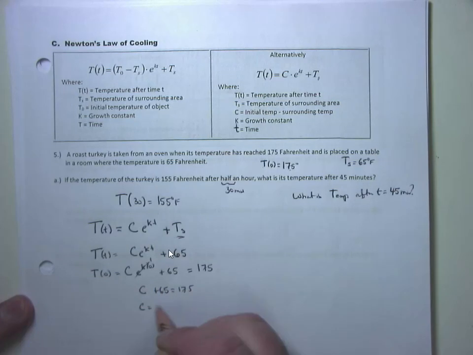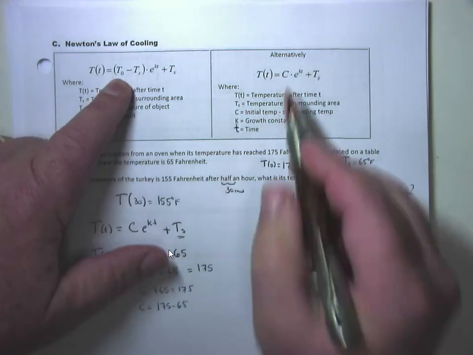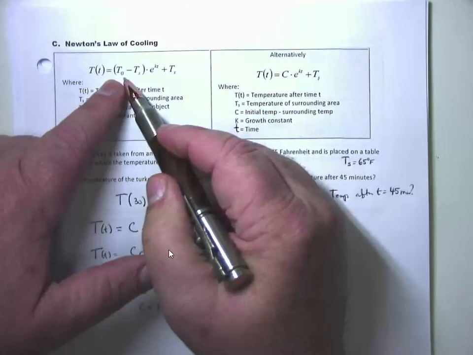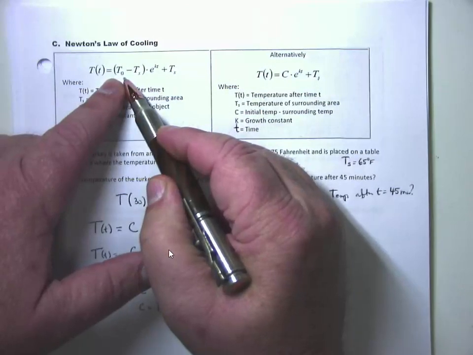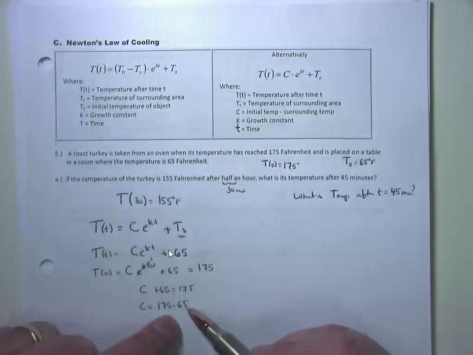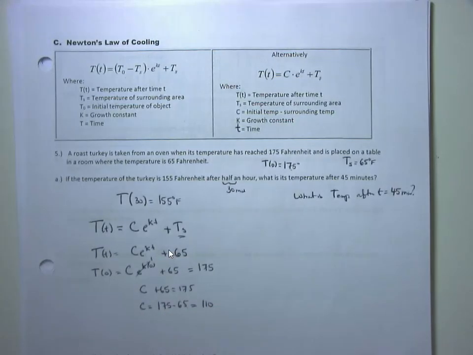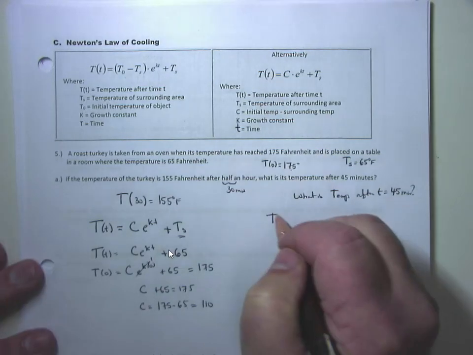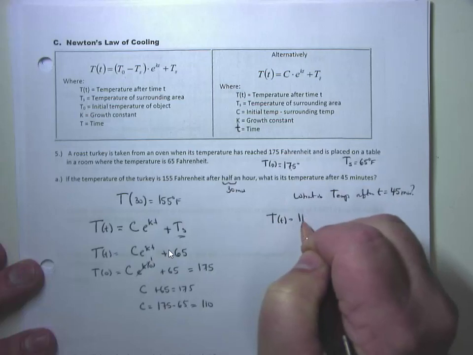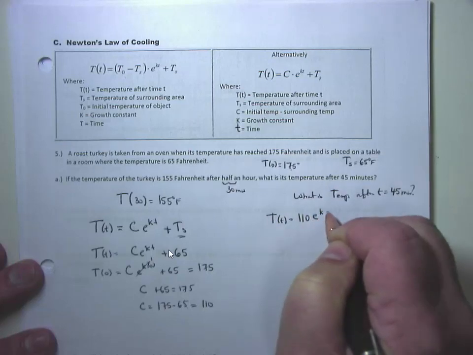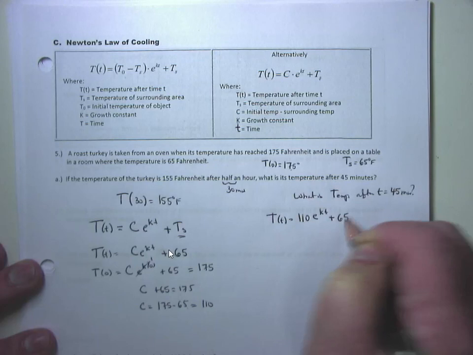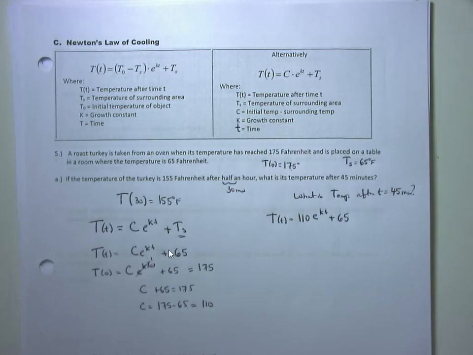So when I solve for C, it's 175 minus 65. That is why, in the formula, C is equal to T0, the initial temperature of whatever you're playing with, minus the surrounding temperature. That's exactly what I'm doing here, which is equal to 110. You with me? Which means my formula is big T of little t equals 110 e to the kt plus 65. We're on our way.